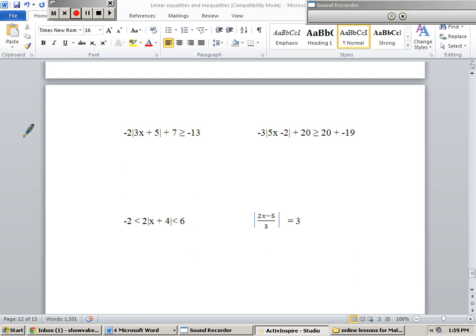So I'm going to split it. 3x plus 5 is less than or equal to 10. 3x plus 5 is greater than or equal to negative 10. Subtract 5. 3x is less than or equal to 5. X is less than or equal to 5/3. Subtract 5. 3x is greater than or equal to negative 15. X is greater than or equal to negative 5. 5/3, solid dot, less than. Negative 5, solid dot, greater than. An AND.